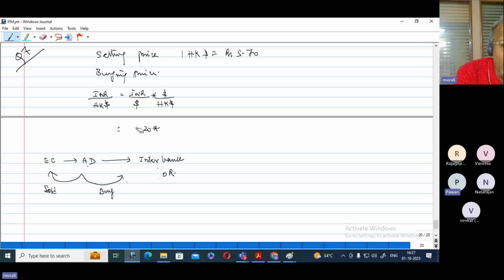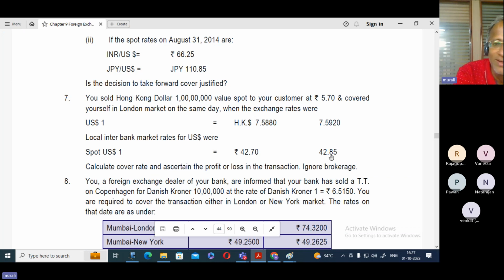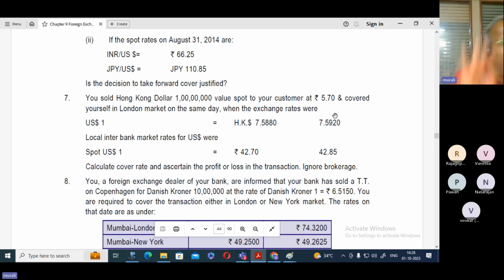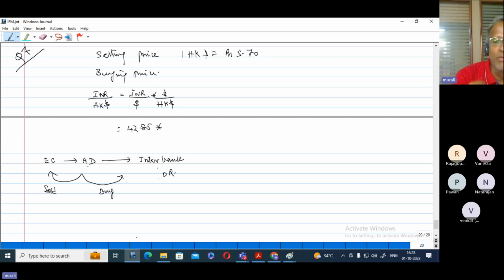I'm sorry, extremely sorry. See, INR to dollar is 42.85. I misunderstood and took this number. Extremely sorry. 42.85. Now I could understand what Pawan had communicated. So now what is that rate that I'm expected to use? Dollar to Hong Kong dollar. US dollar to Hong Kong dollar. What is that rate that we are expected to use?